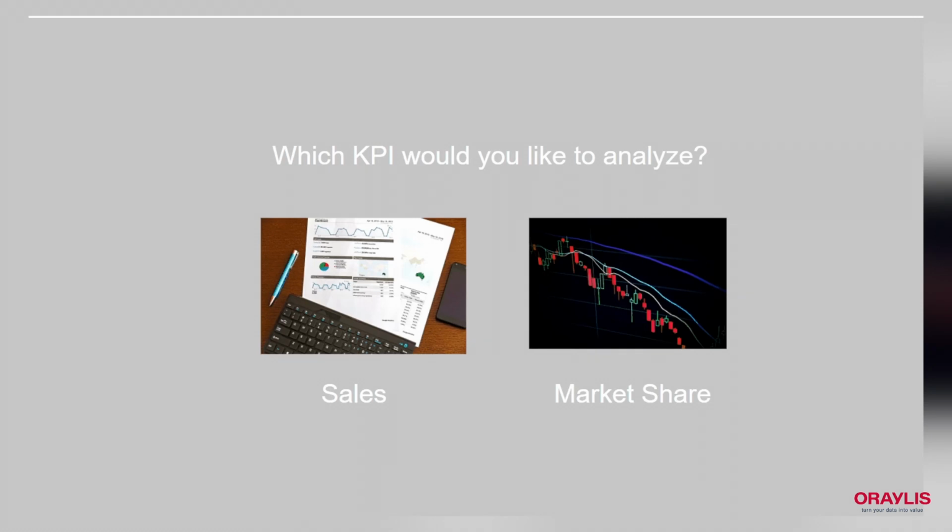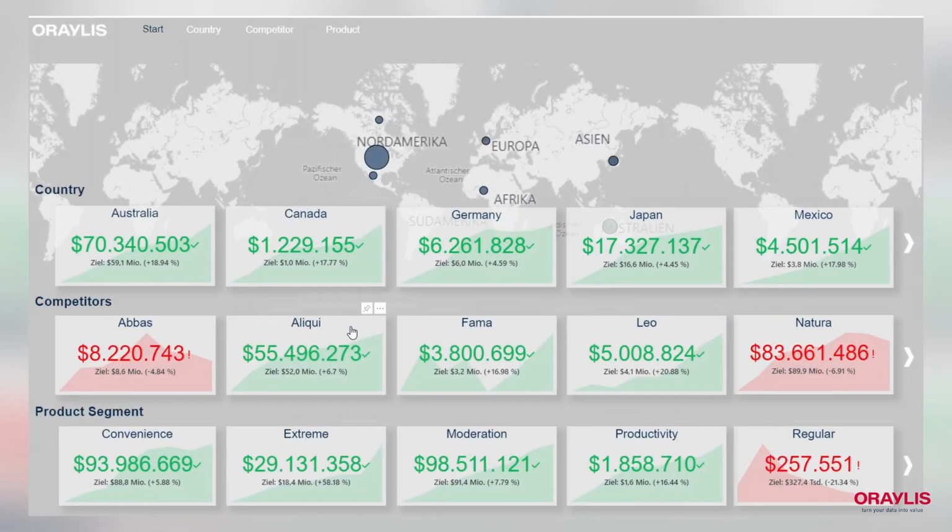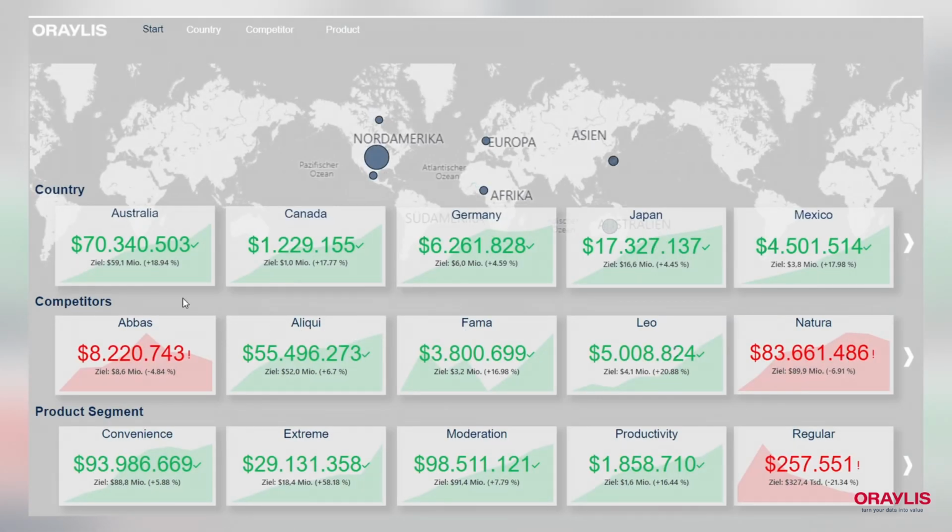Imagine I am a sales manager. I open the report and I'm picked up by this landing page. I immediately know where to go. I click on the tile. I arrive on this landing page where I can see sales KPIs for different categories.